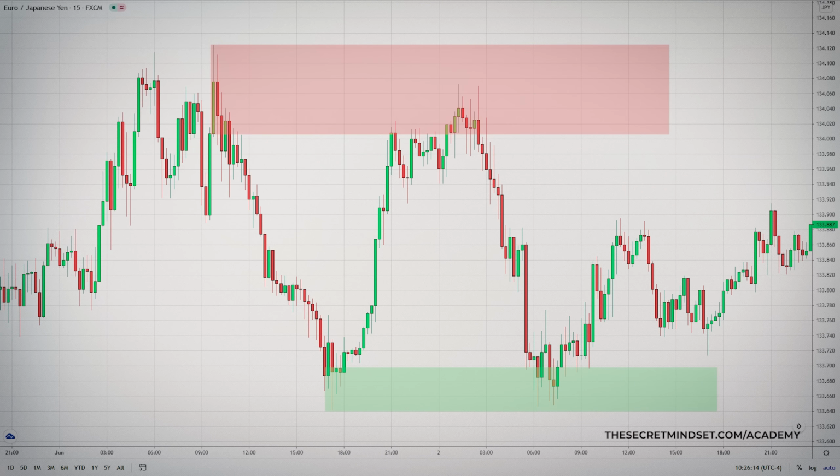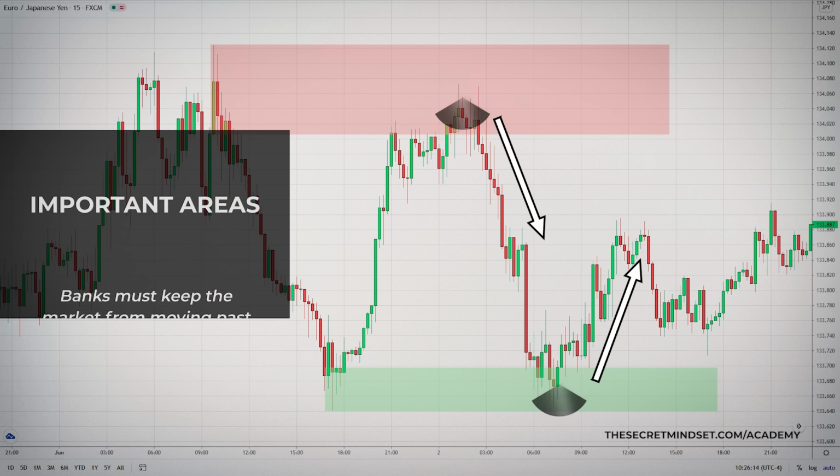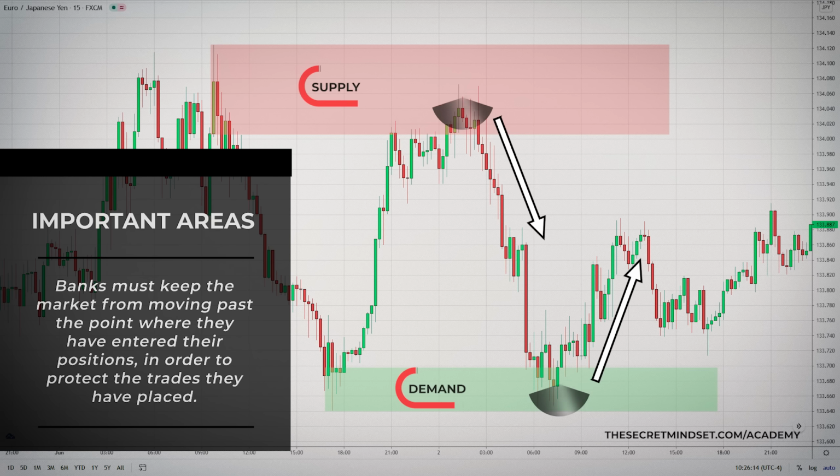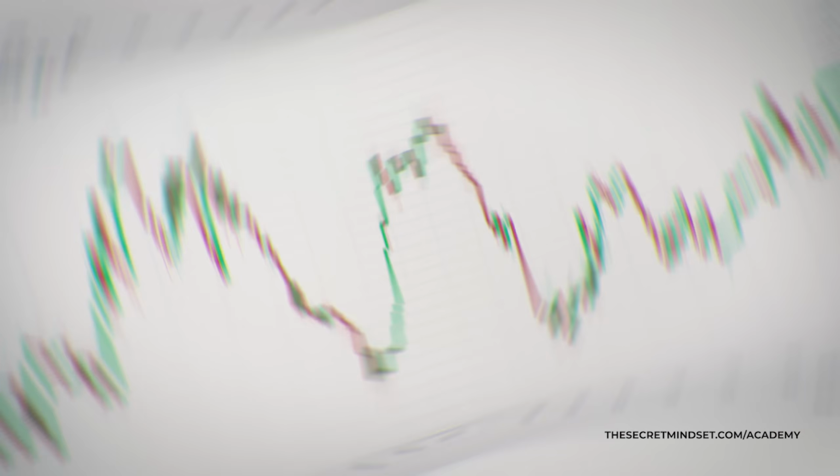If a bank is placing trades in order to make other traders lose money, the area at which they have placed their trades is important, as they have an interest in keeping the market price from breaking that area. In supply and demand trading, this means when a rally-based drop or a drop-based rally zone is created by bank traders placing trades, wanting the market to reverse, the banks must keep the market from moving past the point where they have entered their positions, in order to protect the trades they have placed.